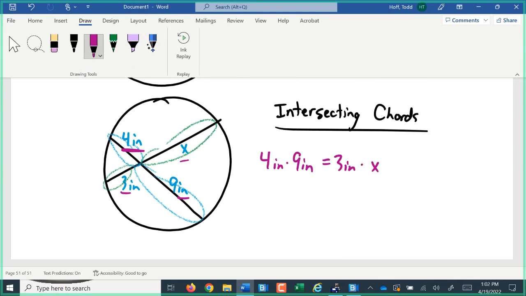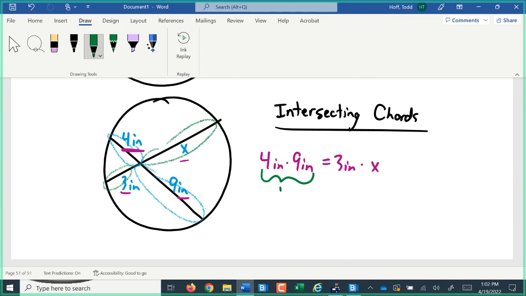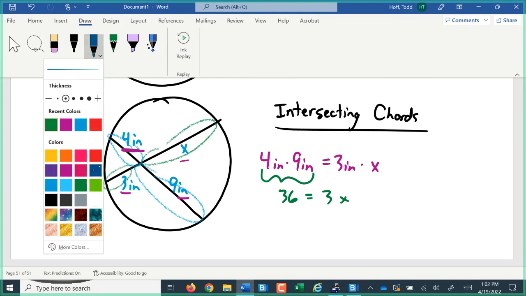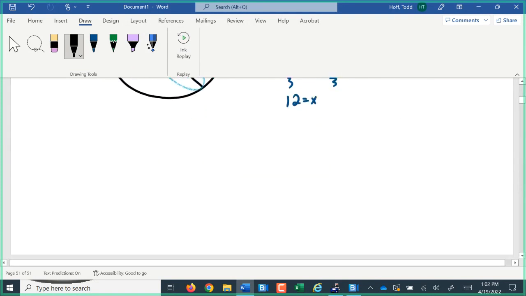So I could probably get rid of the units, but 4 times 9 is 36 equals 3x. And then, of course, to solve for x, I'm going to divide by 3. 12 equals x. So yeah, this has to be 12 inches. So intersecting chords cut each other into pieces that have the same product. This is a very useful thing if you're doing an arch.